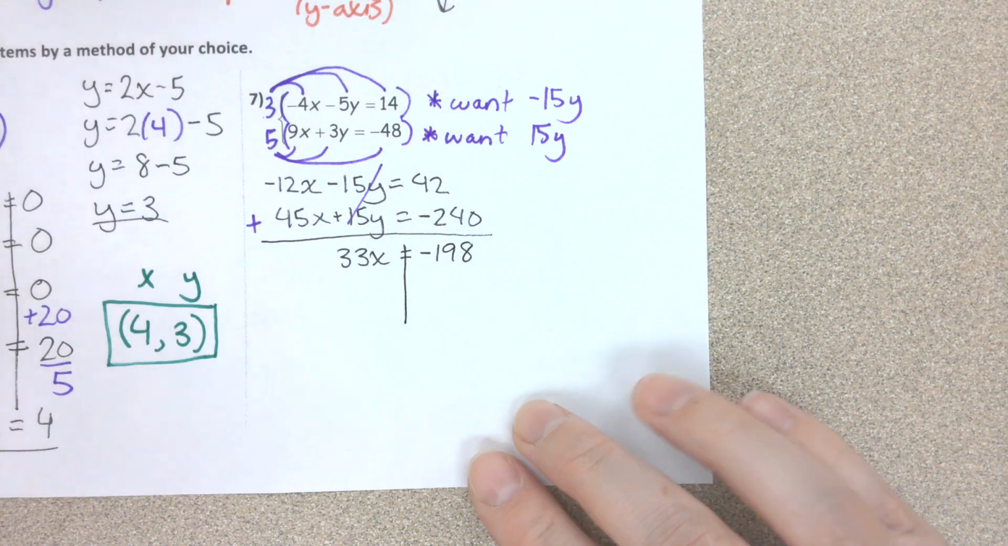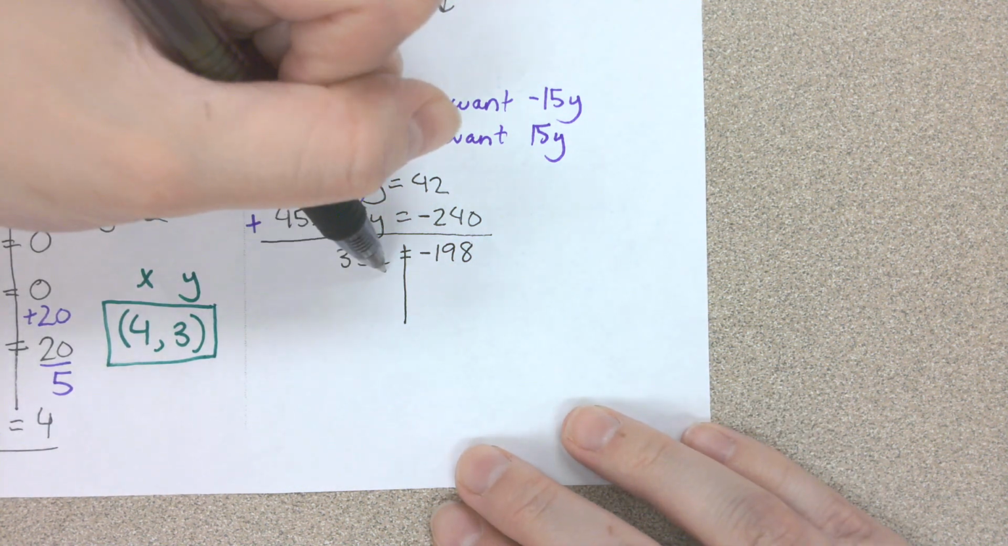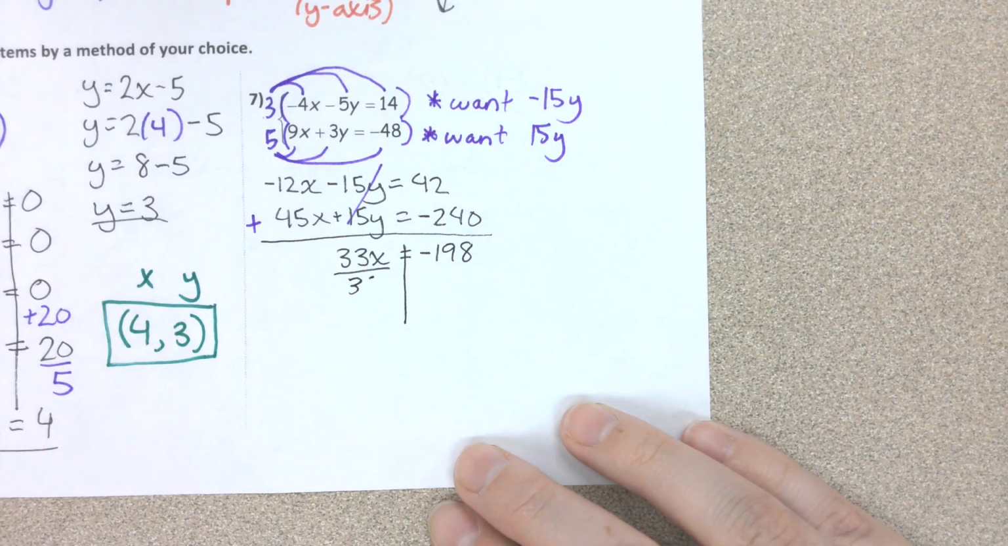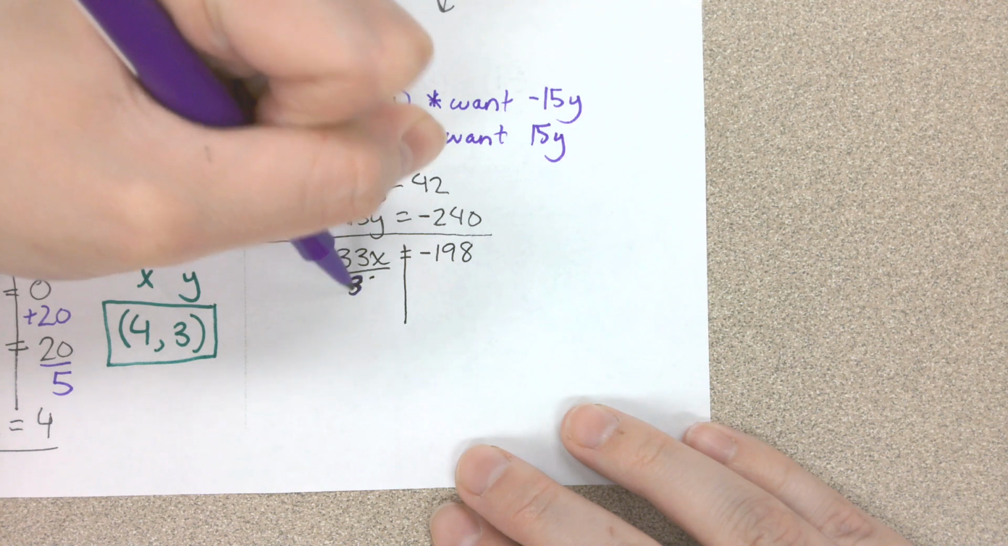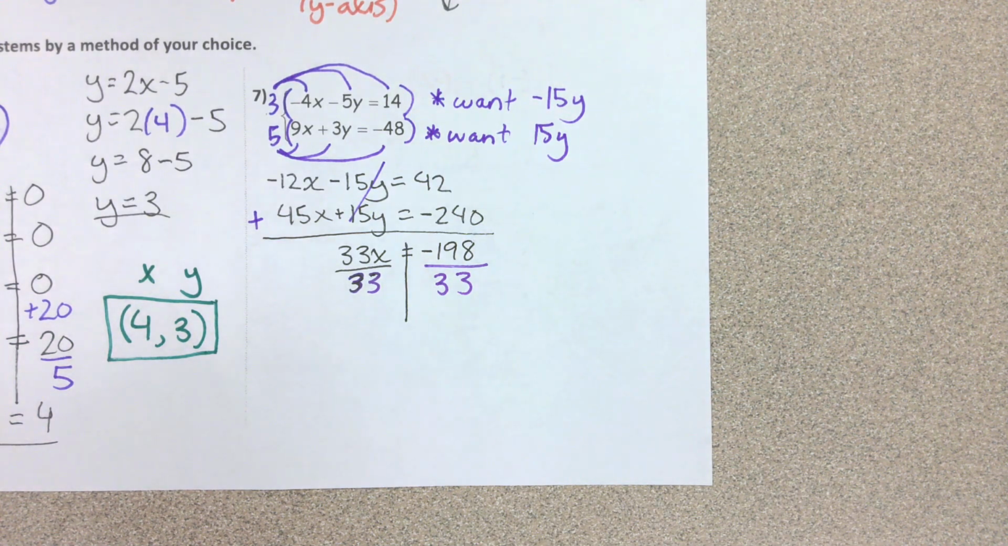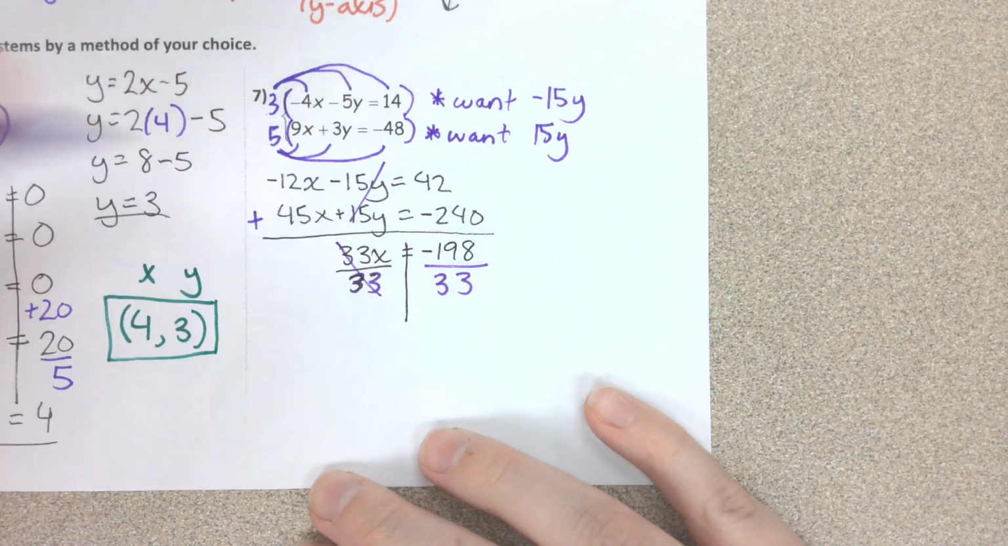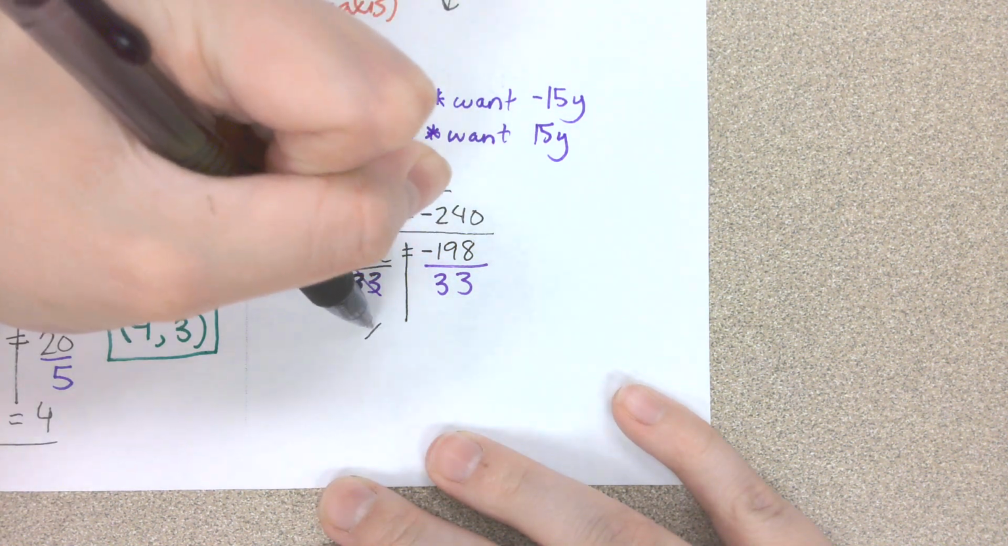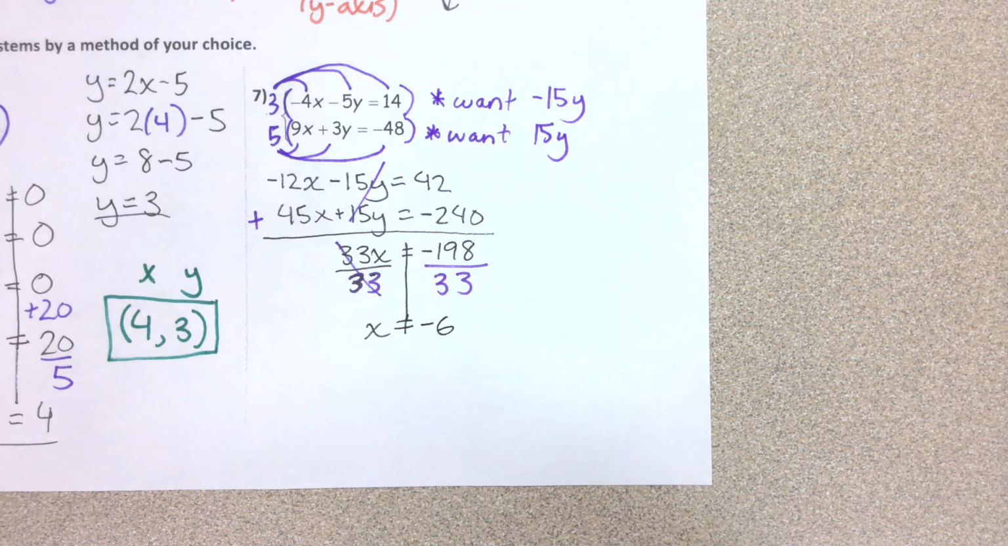Now this looks ugly, but it actually is a very nice number. If I divide both of these by 33 to solve for x, negative 198 divided by 33. This is just negative 6.